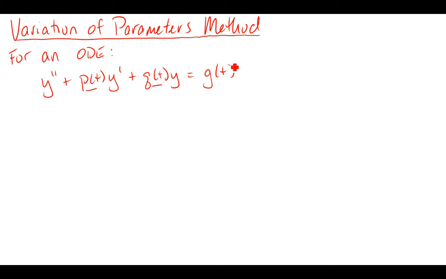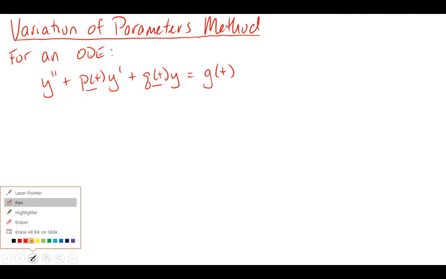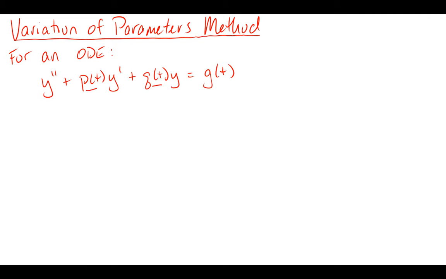G of t is still the right-hand side, so I'm not messing with that. But I have to emphasize, and won't be able to emphasize enough, how important it is that you have a 1 in front of the y double prime.